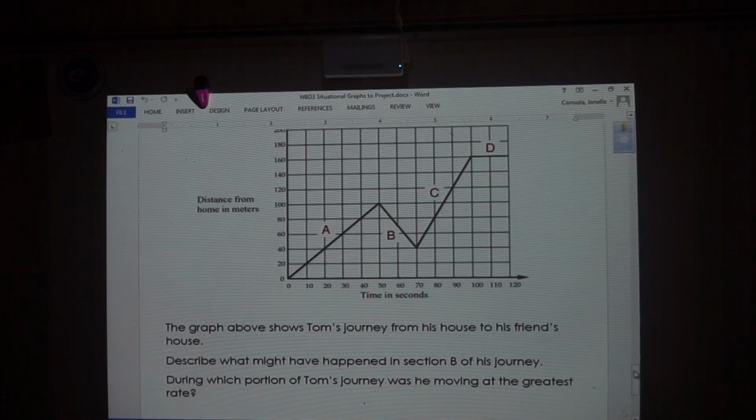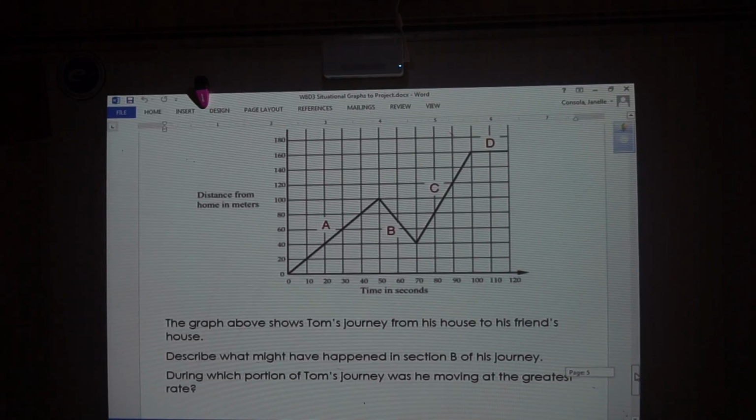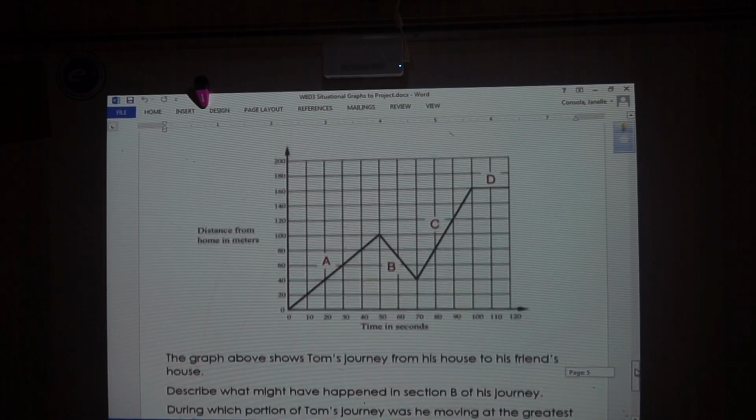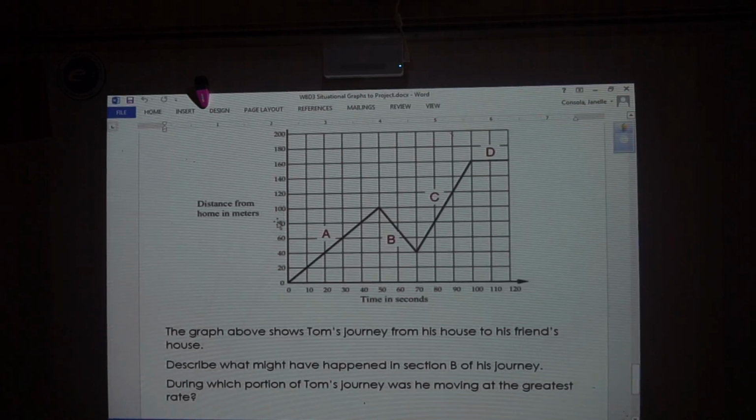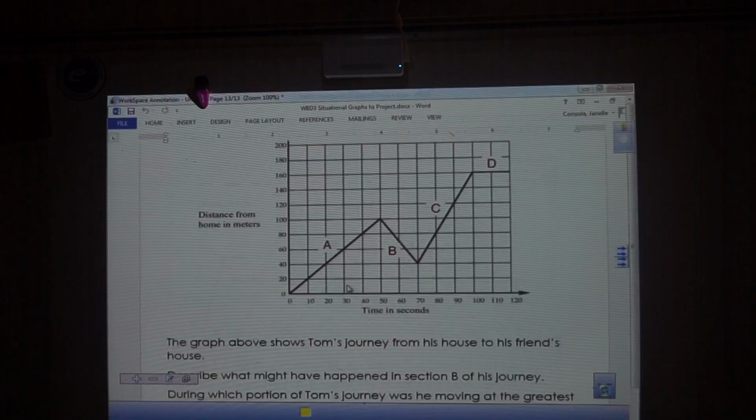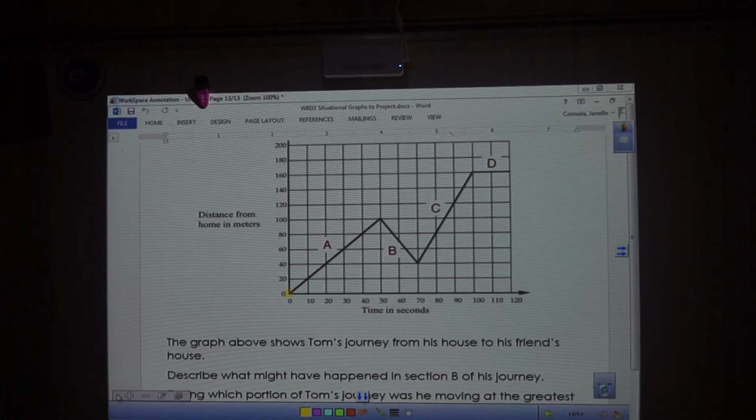All right, let's go ahead. The graph shows Tom's journey from his house to his friend's house. So notice this is distance from home. So this is Tom at home over here. Okay, this is Tom at home. Okay, and he's going to his friend's house. This is important because with some of the questions it's going to ask, you have to understand what it means.